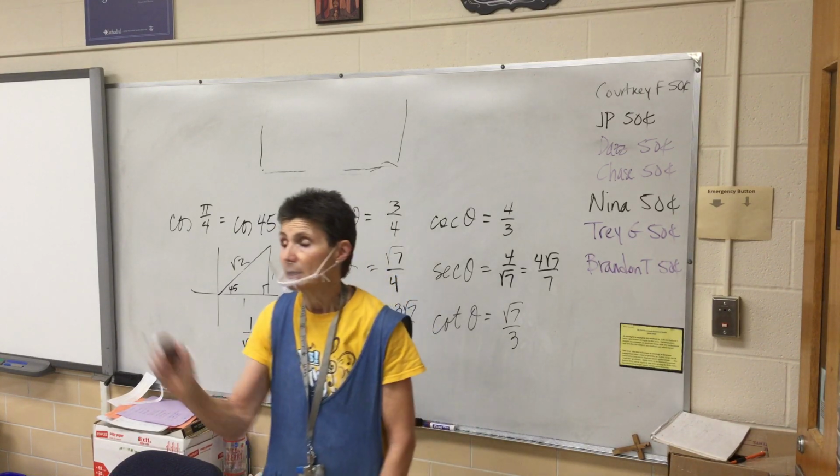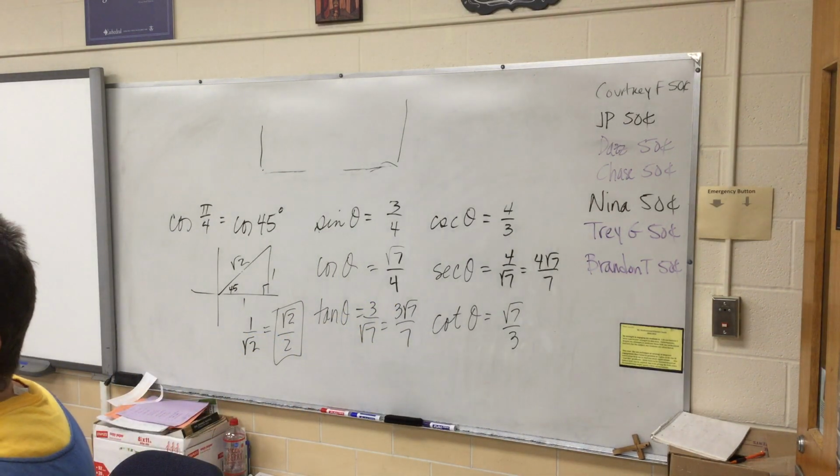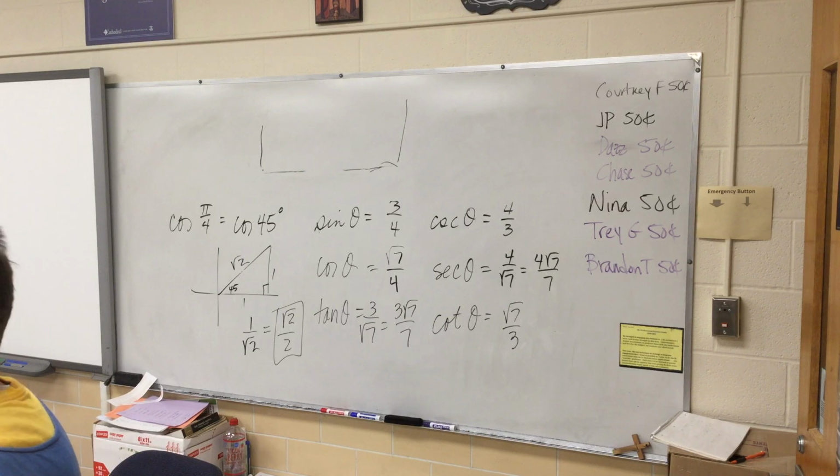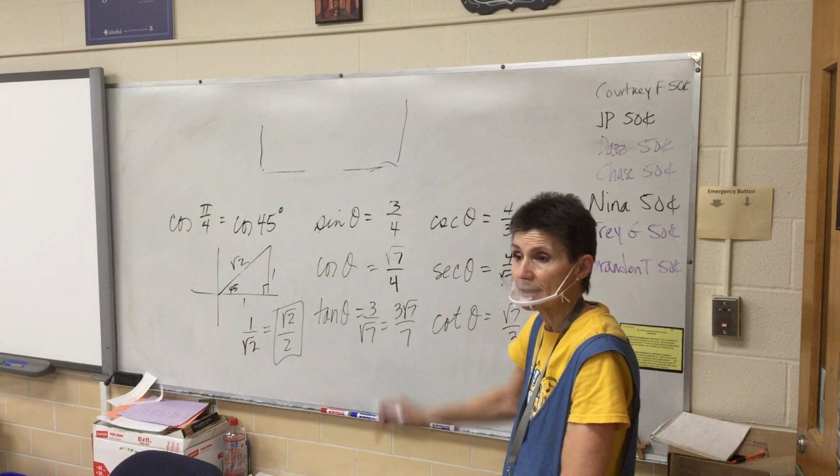Now, type cosine 45 on your calculator. That is the decimal approximation. When it says exact, that isn't what we want. When it says exact, you're doing exactly what you did. You're drawing a picture and setting up the fraction.